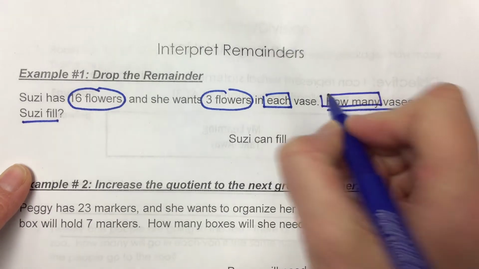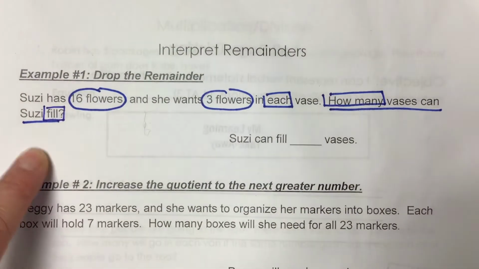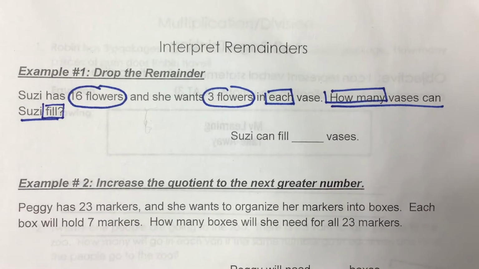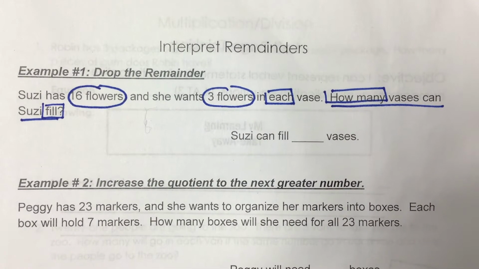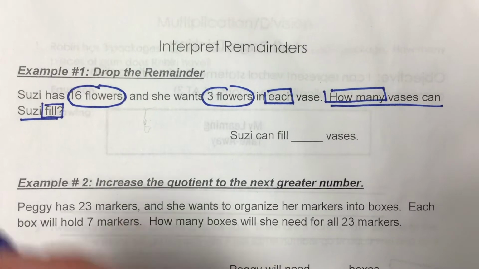So how many is an action word. And then this word fill is an action word, because how many flowers does she need in a vase for it to be full? Harper? 3. So you can actually kind of visualize in your head what this looks like.